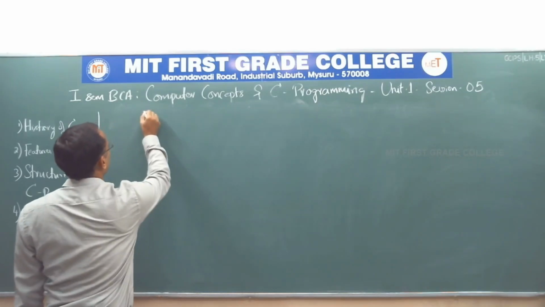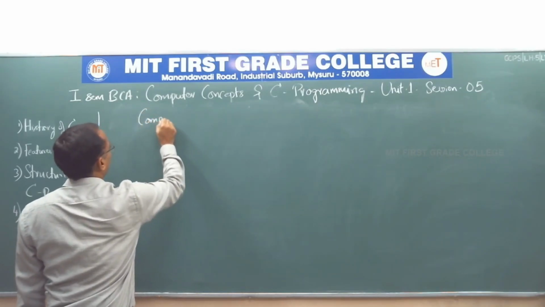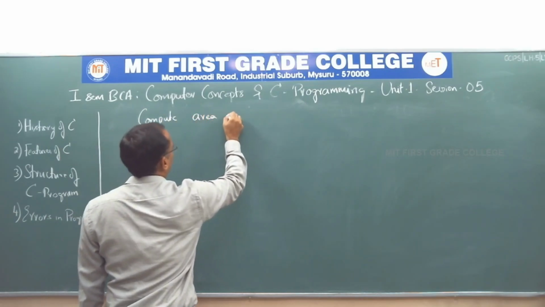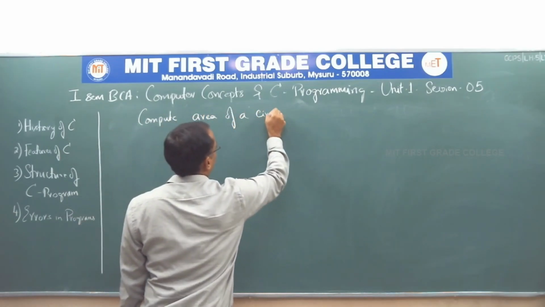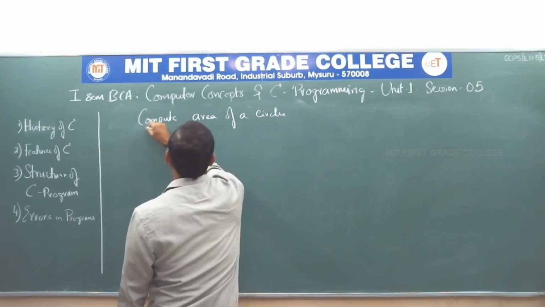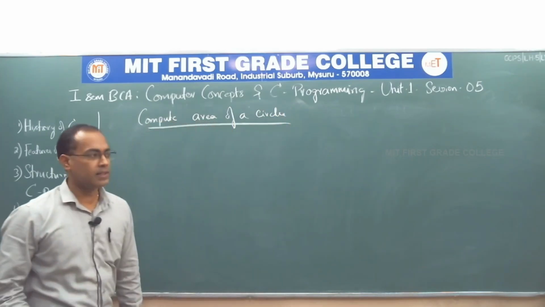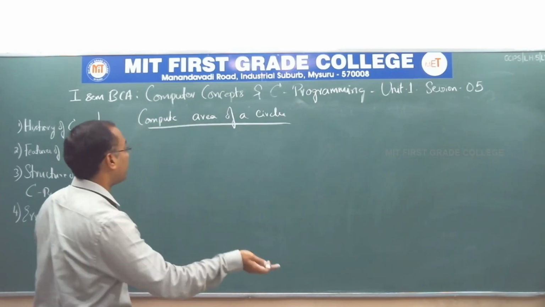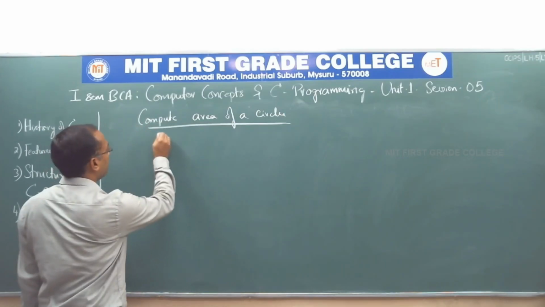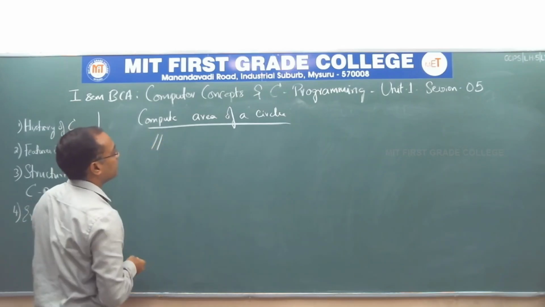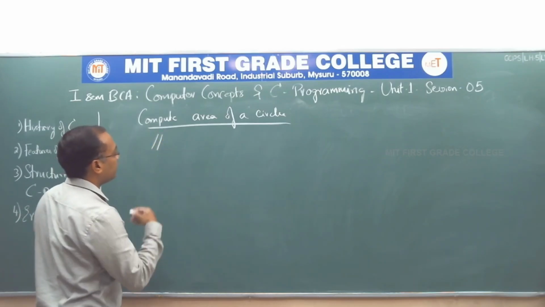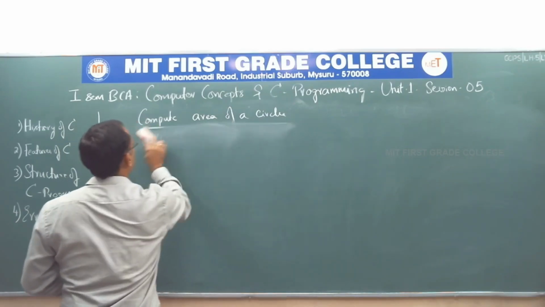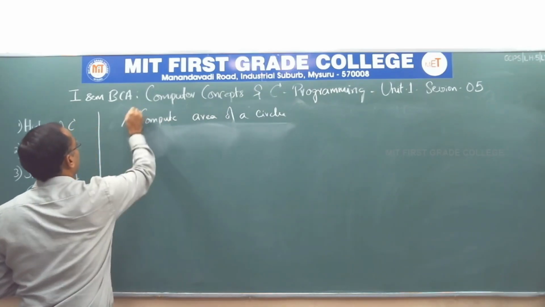Now we shall take a simple example to compute the area of a circle. We write a simple program to compute the area of a circle. Now we have understood the structure of a C program. We will follow the same structure and write the program. So the very first is the documentation section. I will just write the name of the program. Since I have already written the name, I will erase this and put a comment over here.